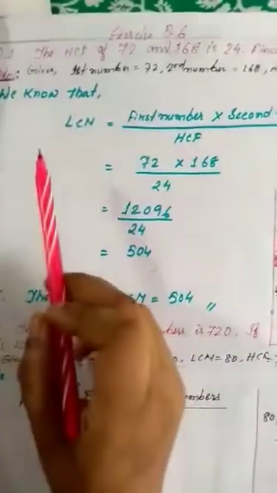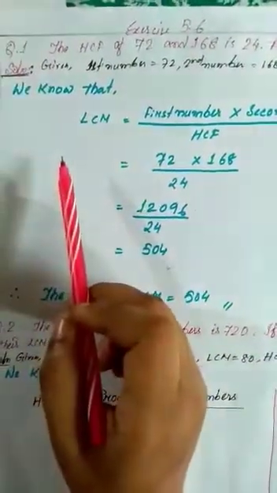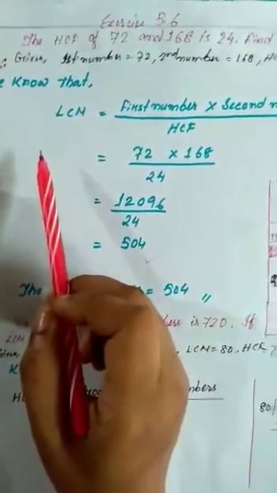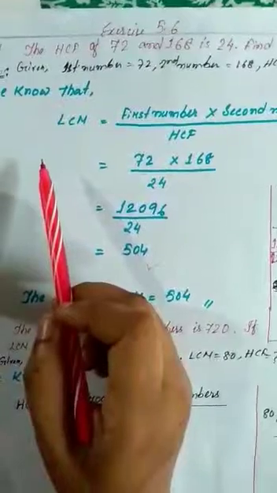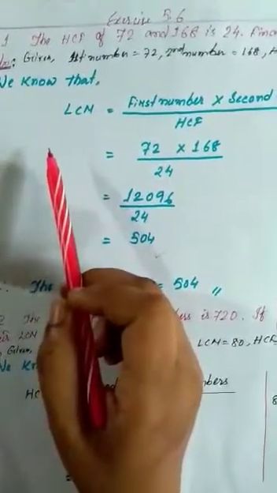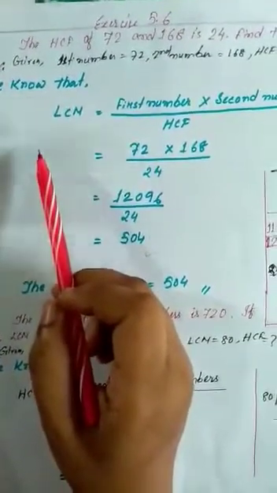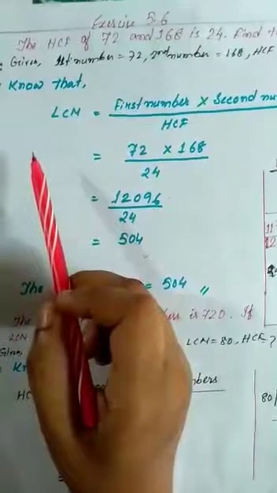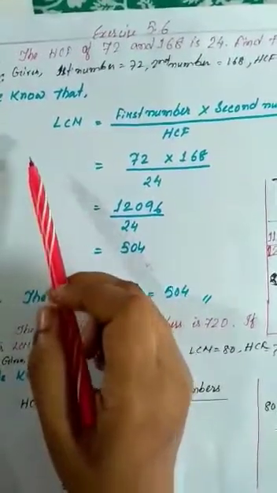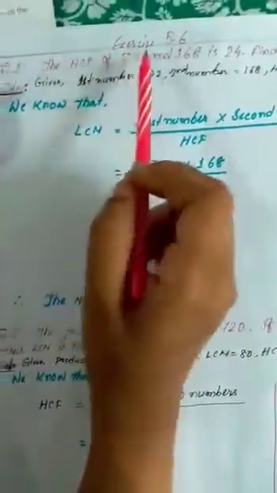So students, what we have learned just now is that if out of 4 values, that means the two numbers, LCM and HCF, any 3 are known to you, then the fourth can be found out. Okay, so now we'll see the questions.